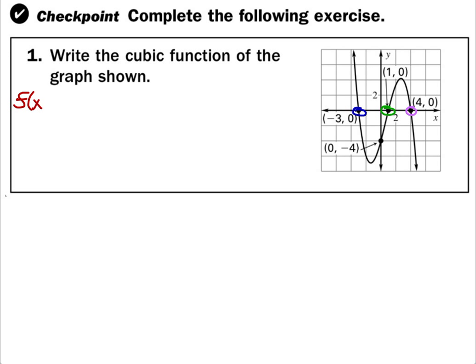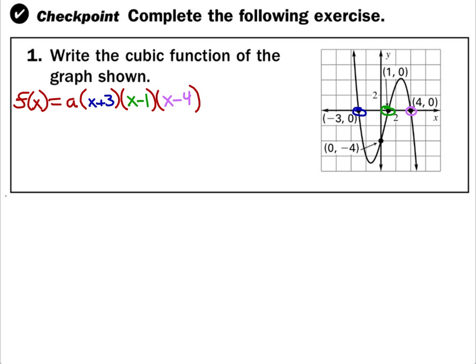We know f of x equals, this is the tricky part, remember that we don't know the leading coefficient yet, so just a general a there. And then the first factor is going to be x plus 3, that corresponds with the one at -3, 0. And then the next factor is going to be x minus 1, that corresponds with the x-intercept at 1, 0. The final factor is going to be x minus 4, and that corresponds with the x-intercept at 4, 0.